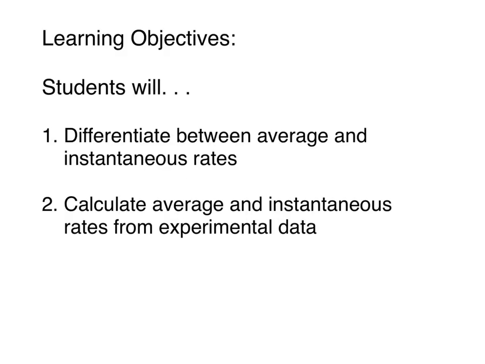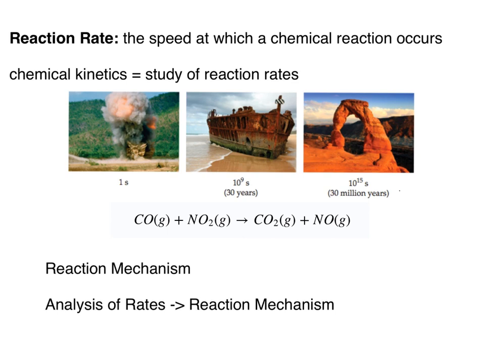After watching this video lecture, students will be able to differentiate between average and instantaneous rates and calculate average and instantaneous rates from experimental data. So kinetics is going to be directly related to something called the reaction rate. Now, the reaction rate is the specific speed at which a chemical reaction occurs.